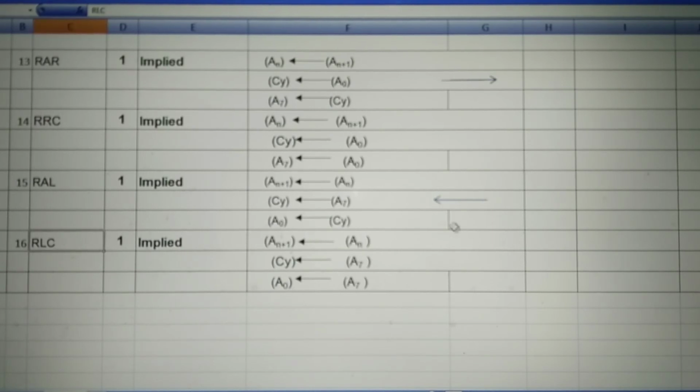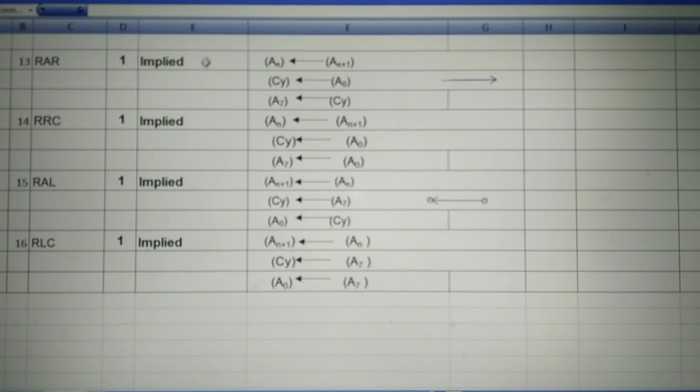RLC, that is again towards left. Again towards left, that means from MSB you have to consider. A7 takes the position of carry and A7 takes the position of A0. A0 takes the position of A1, A1 takes the position of A2, A2 takes the position of A3 and so on.